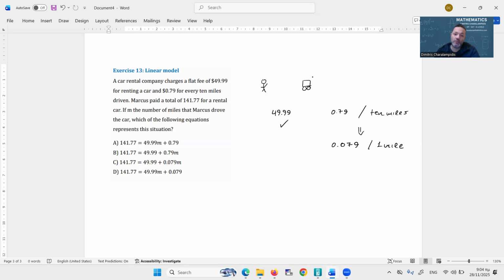And we also know that he drove M miles. So for these M miles, he will have to pay 0.079 multiplied by M. And if next to it you add the flat fee, you will have the total price, which is, in this case, equal to 141.77, which means that the right answer for this specific question would have been C, 49.9 plus 0.079 M.